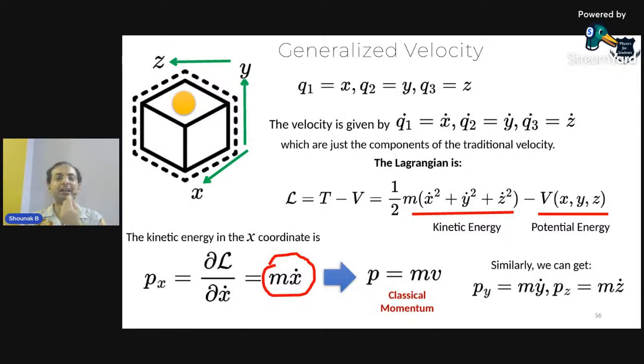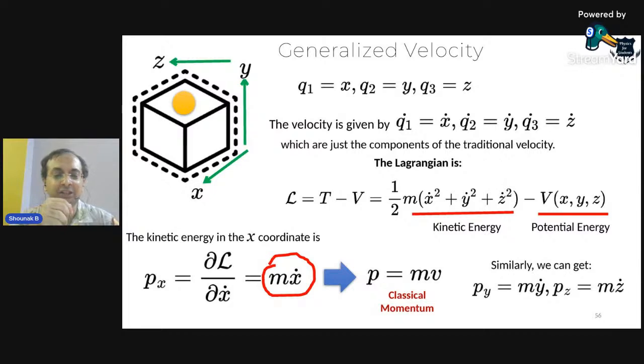Okay, so if you take a particle, for example, in a simple Cartesian coordinate system, here you can see the particle, it has x, y, and z. So if it is moving in three-dimensional space, the generalized coordinates are q1 equals x, q2 equals y, and q3 equals z. So the velocity is given by what? q1 dot equals x dot, q2 dot equals y dot, and so on.